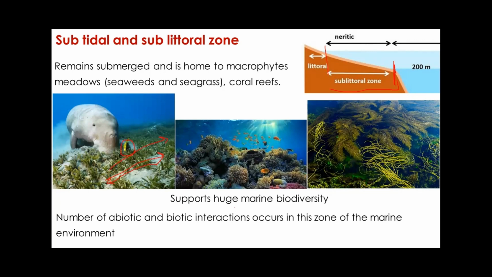You have these coral reefs, which are surrounded by a number of fishes, invertebrates and different organisms, right? This particular coral reef is also present in the sublittoral zone, and you have seaweeds, which are again a kind of ecosystem engineer that supports huge life forms and acts as a nursery and breeding ground for various marine organisms. So all three are mostly present in the sublittoral zone across the world.